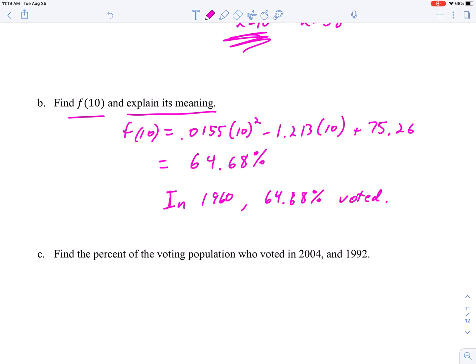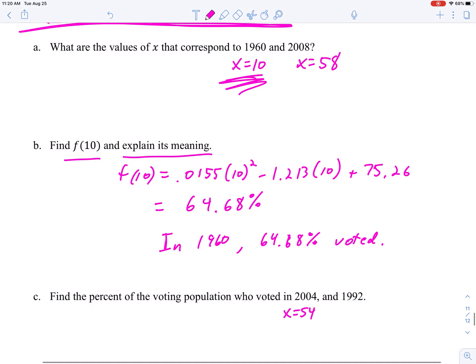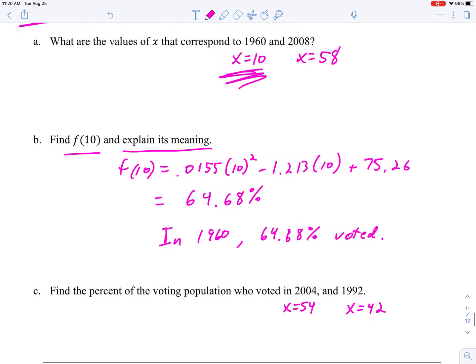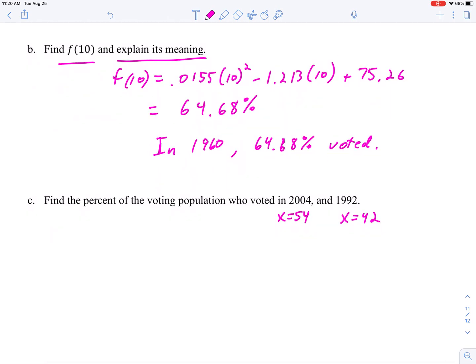All right, let's see. Part C. Find the percent of the voting population who voted in 2004 and in 1992. First thing we need to know, well, what x values are we plugging in here? 2004 is 54 years after 1950. Remember the definition of x up there. 1992 was 42 years after 1950.